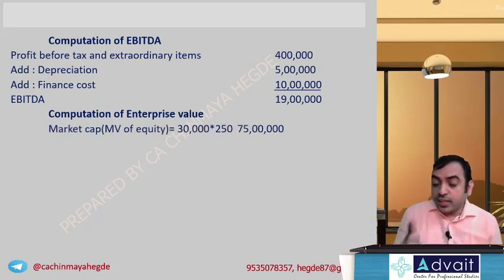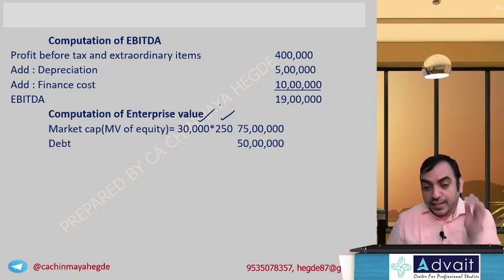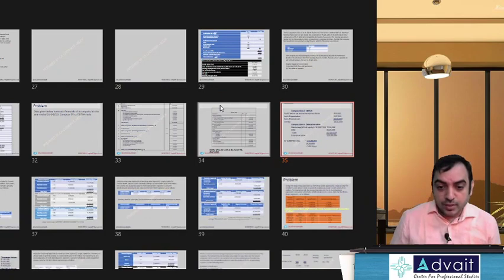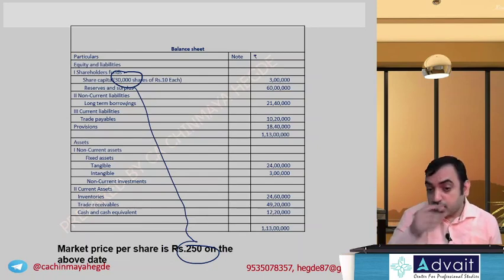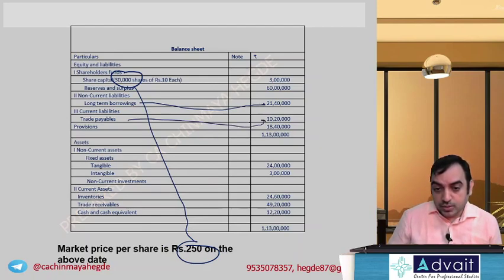For market value of equity, the market price per share given in the problem is 250, multiplied by the number of equity shares 30,000, gives 75 lakh. Debt 50 lakh. How is it available? Let me just show it to you in the question. Share capital 30,000 multiplied by 250. Equity is taken care of. Now when it comes to debt, we will consider total debt, that is borrowings 21 lakh 40,000, trade payables 10 lakh 20,000, provisions 18 lakh 40,000.